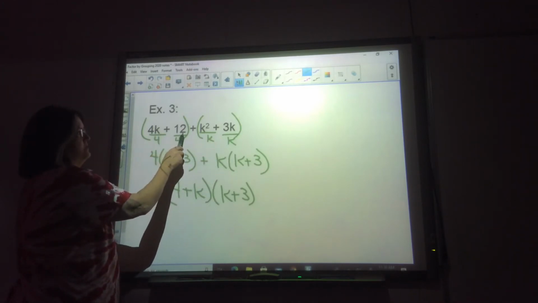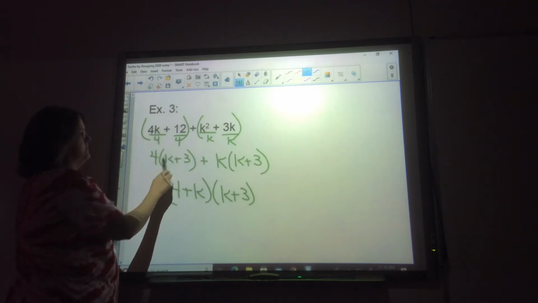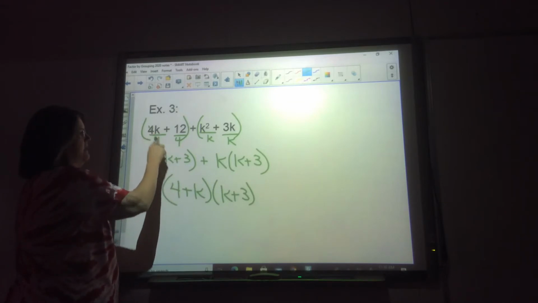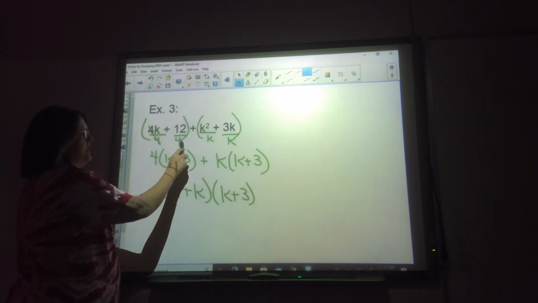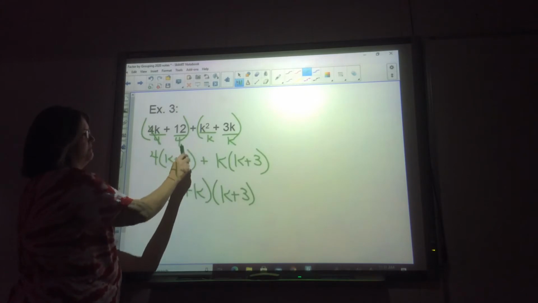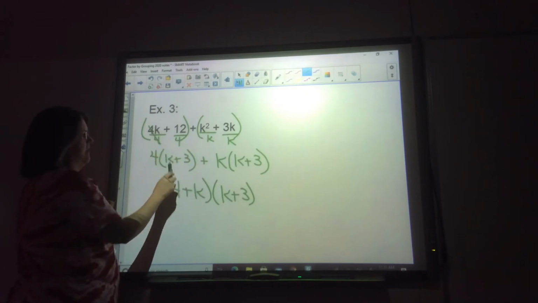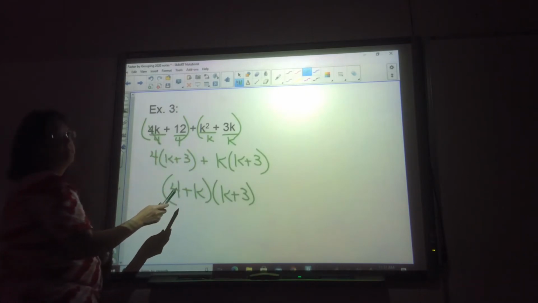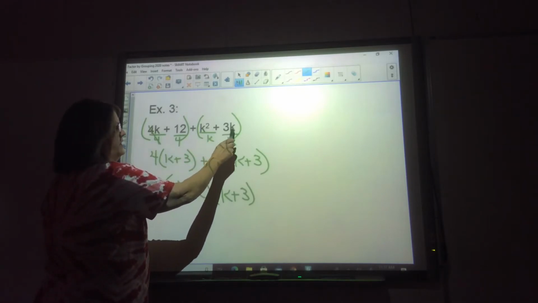In 4K plus 12, I can only pull 4. So I put 4 here, I divide each term by 4. 12 divided by 4 gives me 3. 4K divided by 4 gives me K. I come over here, I have K squared plus 3K.